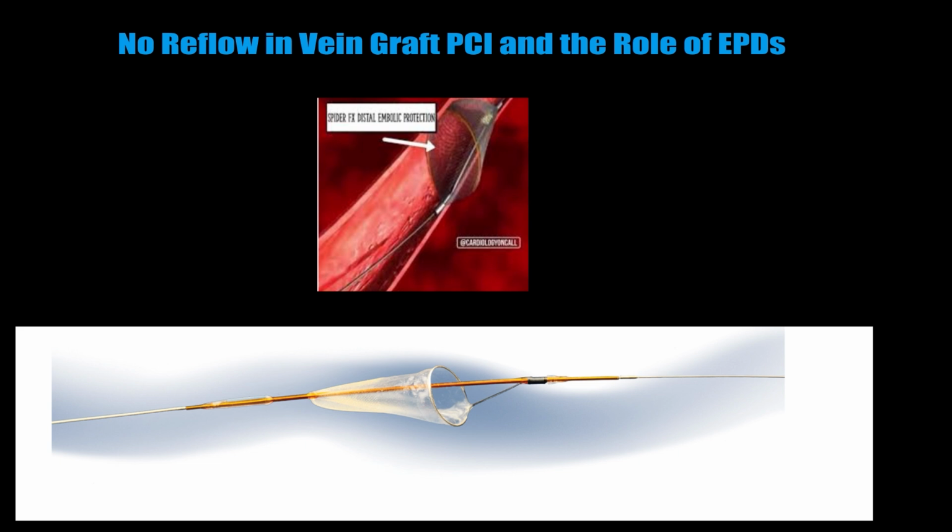Since we're on the topic of no reflow, I'll touch on embolic protection devices. So to try and prevent no reflow, we often use embolic protection devices, basically like tiny baskets or filters deployed distally to the lesion. So they work by catching the debris before it can travel downstream. So here's the catch. You need at least 3 to 5 centimeters of good vessel to safely deploy a filter. So very distal lesions may not be great candidates for embolic protection devices.